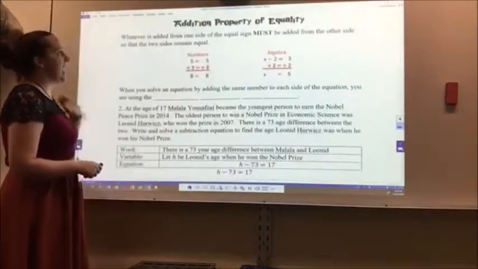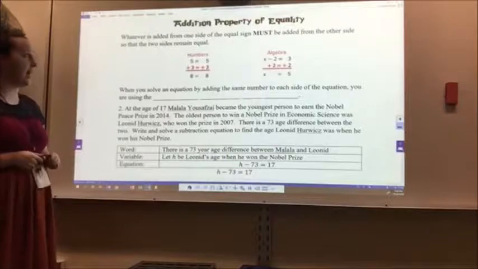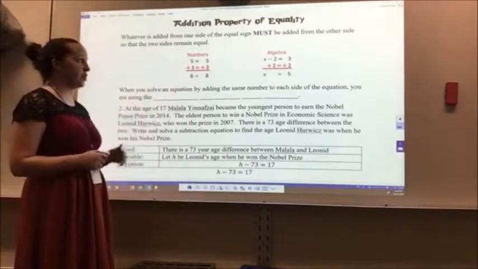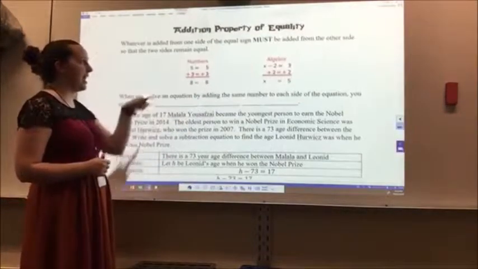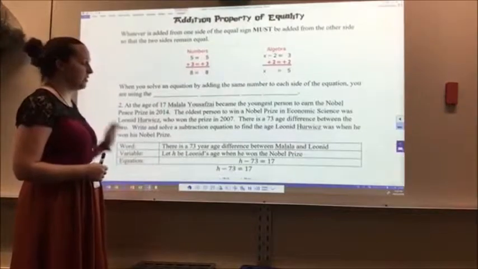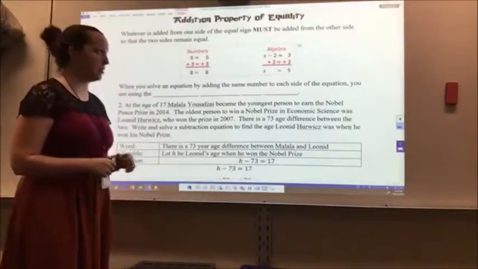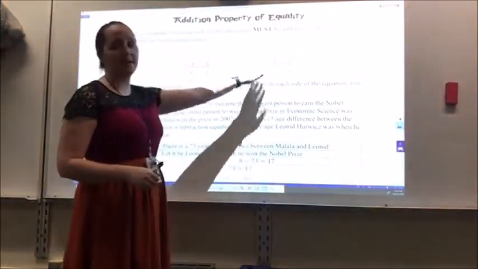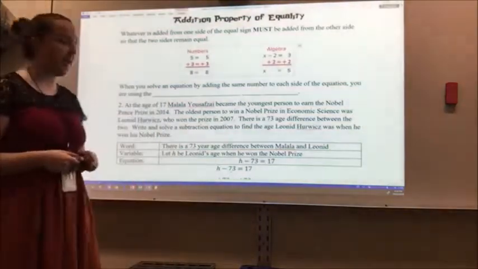Whatever is added to one side of the equal sign must be added to the other side so that the two sides remain equal. If I look at the numbers version, if I have 5 equals 5, if I add 3 to one side, I have to add it to the other side as well. Same thing with the algebraic expression. x minus 2 equals 3. In order to get x by itself, I have to add 2 to both sides. So 3 plus 2 equals 5.